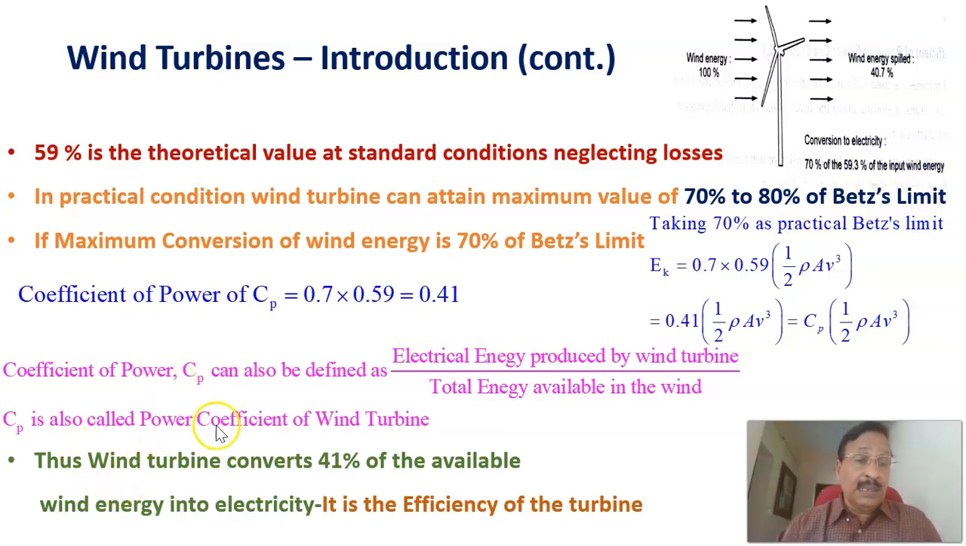Therefore, Cp is also called the power coefficient of the wind turbine. Thus, a wind turbine converts 41 percent of the available wind energy into electricity. That is the efficiency of the turbine. 41 percent of the available wind energy can be extracted. Therefore, if 100% of the wind energy is available, only 41 percent is obtained.